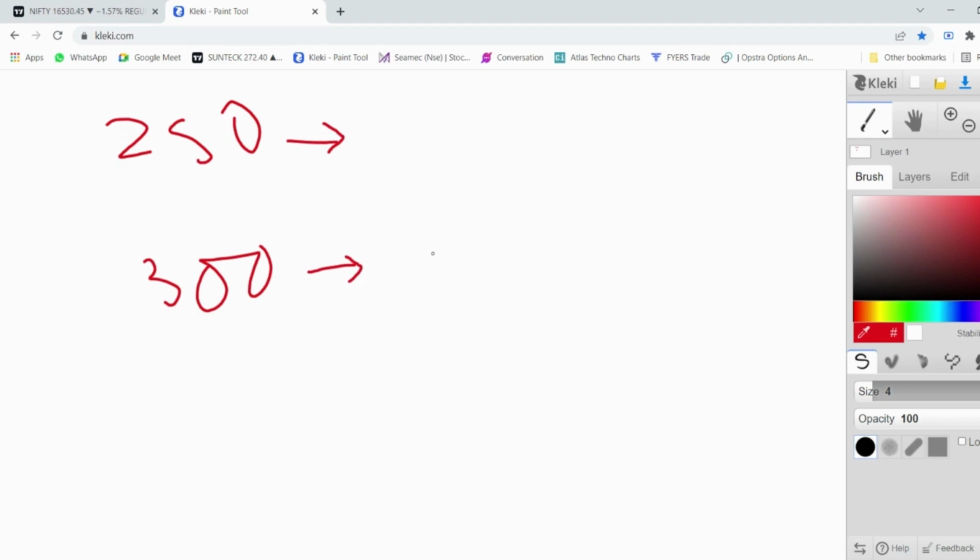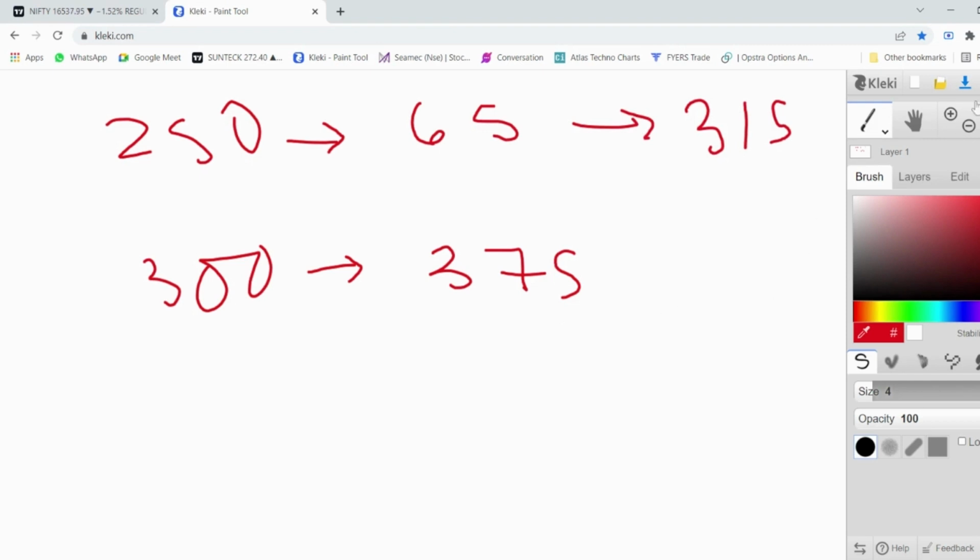That means we are keeping a stop loss here at 375 rupees, and here we are keeping a stop loss of 25% on 250 rupees. So what does that come out to be? That comes out to be around 62 or 65 rupees. Okay, so 315 rupees will be the stop loss for this leg, and 375 will be the stop loss for this leg.